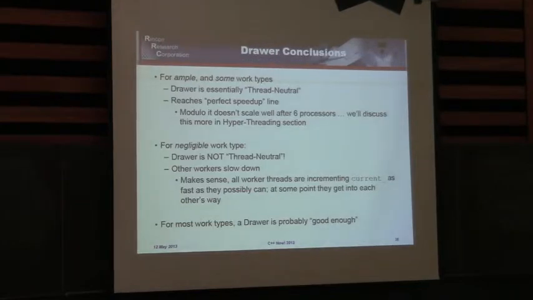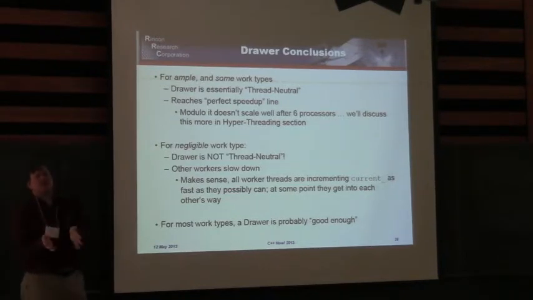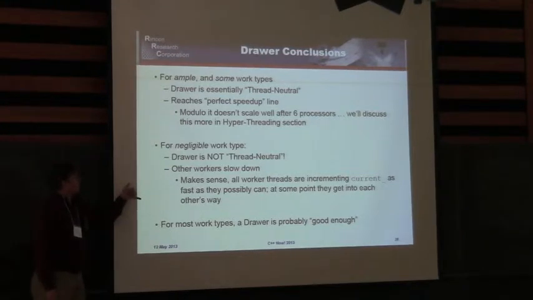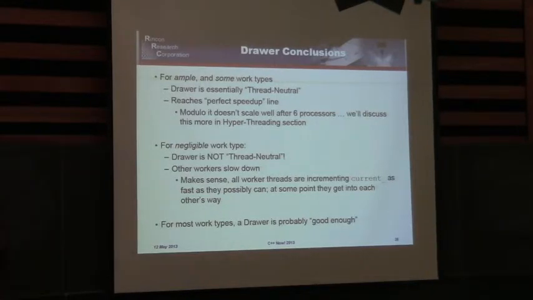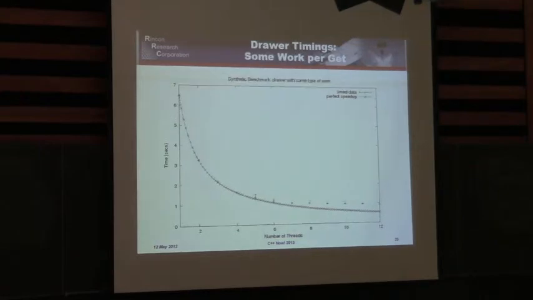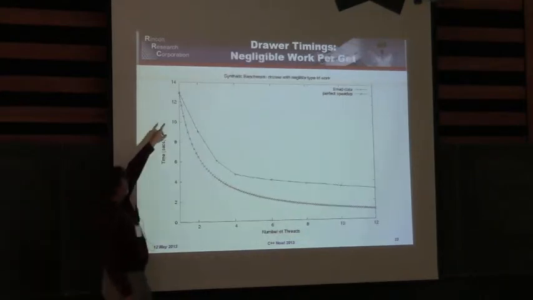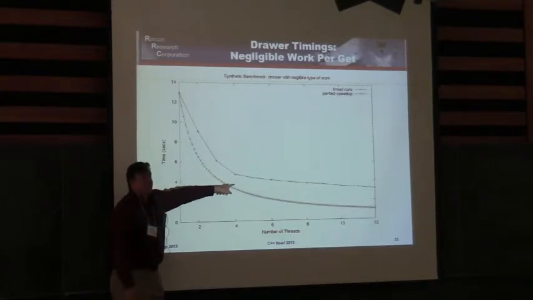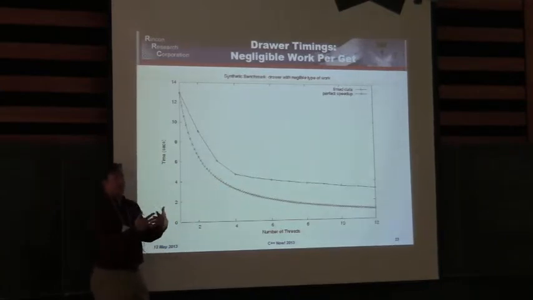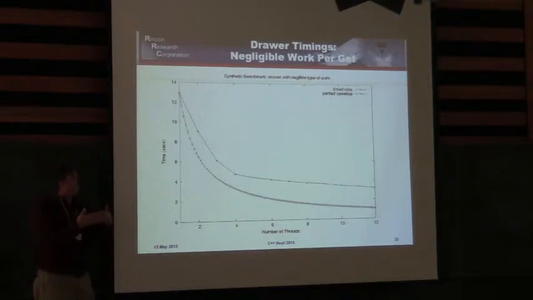All right. So what are the conclusions we draw from this? For the ample and the sum work types, the drawer is essentially thread neutral, modulo 6 processors. We'll talk more about this in a second. For the negligible work type, the drawer is definitely not thread neutral. The other workers slow down. We're just doing so much work here. We're hitting the counter so hard that there's no way they can stay out of each other's way. All these threads hitting this one variable, even though it's an atomic operation, they just kind of beat the heck out of each other, okay?